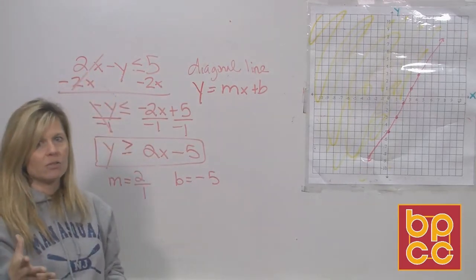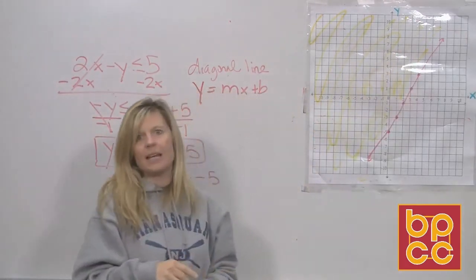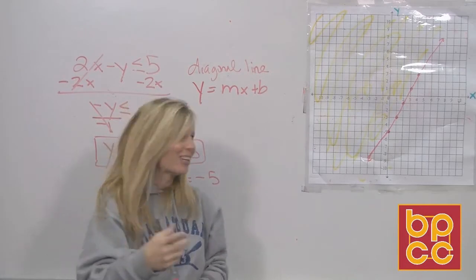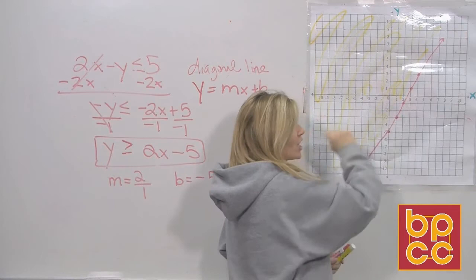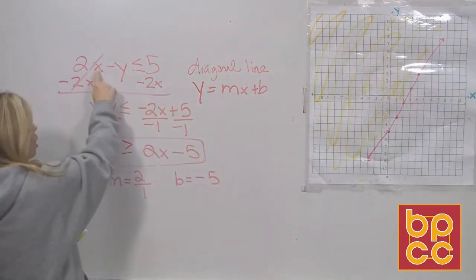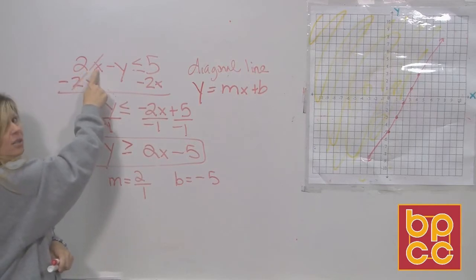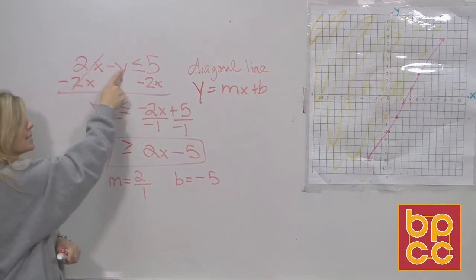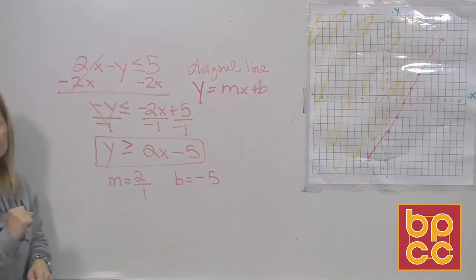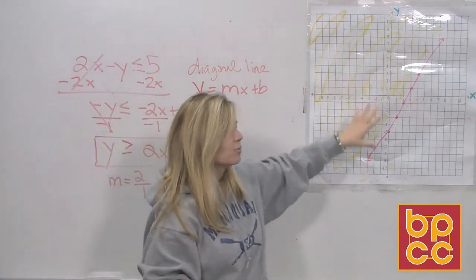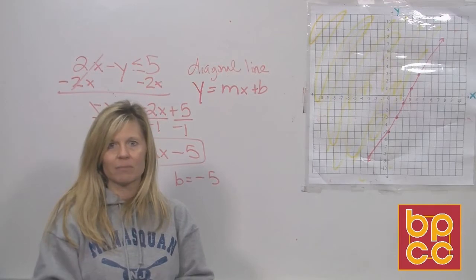Use your common sense. If I let you check to see if you shade it right, which would be the easiest point to check? Very good. 0, 0 is in our solution. It's in our shading. Let's check 0, 0. So we always go back to the original to check, just like we did all semester. 2 times 0 is 0. 0 minus 0 is 0. Is 0 less than or equal to 5? It sure is. If you picked a point and it didn't check, it meant you shaded in the wrong section.